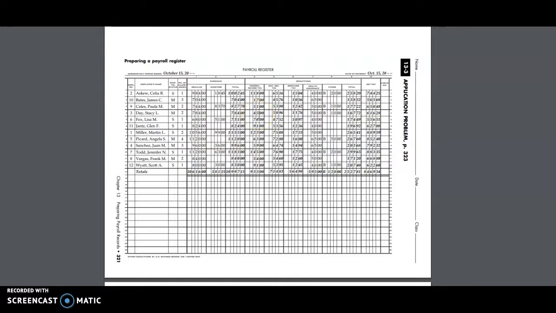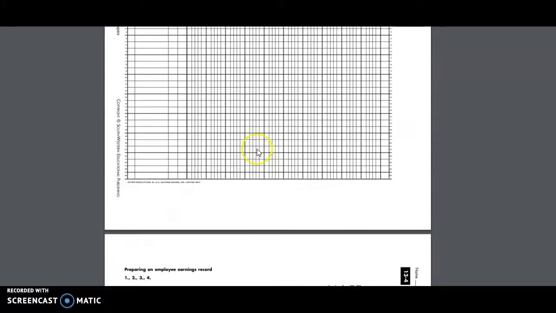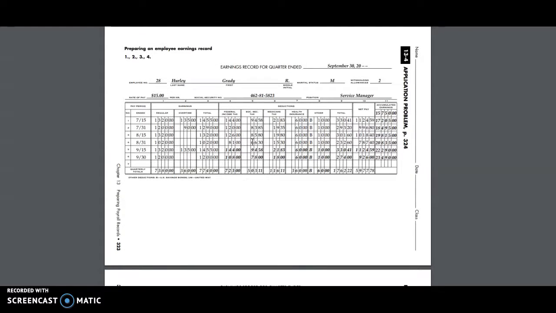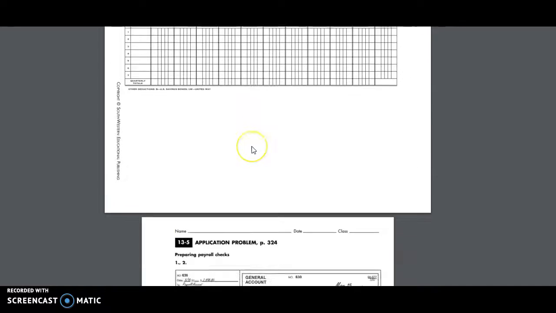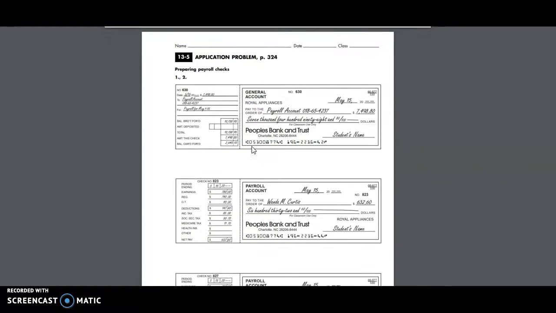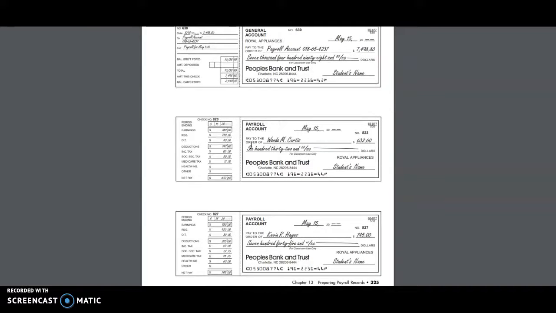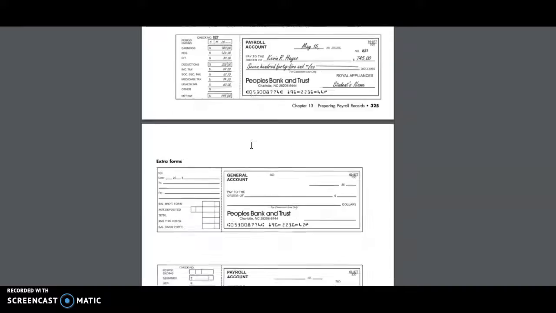And fortunately, in today's technology, we have automated systems that do all this work. Here's an employee earnings record, one particular employee for each pay period. 13.5 was the payroll checks. And that was all you had to do.